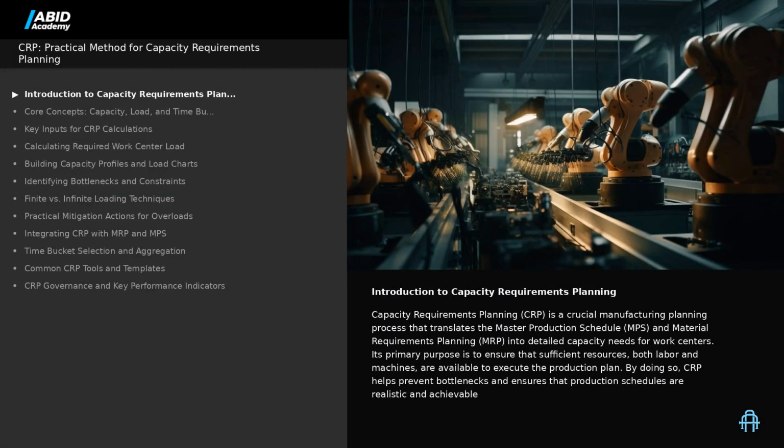Introduction to Capacity Requirements Planning. Capacity Requirements Planning, CRP, is a crucial manufacturing planning process that translates the Master Production Schedule, MPS, and Material Requirements Planning, MRP, into detailed capacity needs for work centers. Its primary purpose is to ensure that sufficient resources, both labor and machines, are available to execute the production plan. By doing so, CRP helps prevent bottlenecks and ensures that production schedules are realistic and achievable.